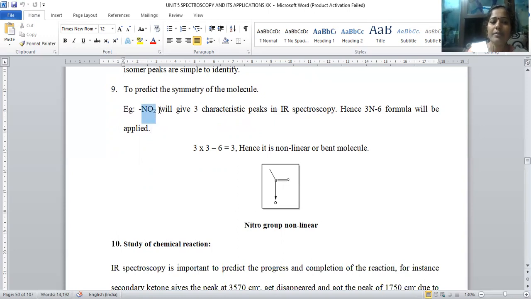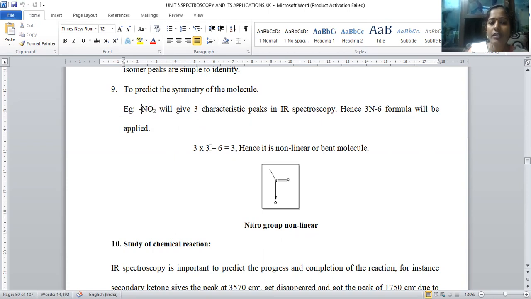Let us see. For example, the nitro group is giving 3 peaks in the IR spectrophotometer. Then how can we predict whether it is a linear or non-linear molecule? Based on this information provided to us, we can easily identify which type of geometry is present in the compound. For that purpose, let us use the 3n minus 6 formula. Here, they give 3 characteristic peaks, meaning 3n minus 6 is equal to 3 characteristic peaks.